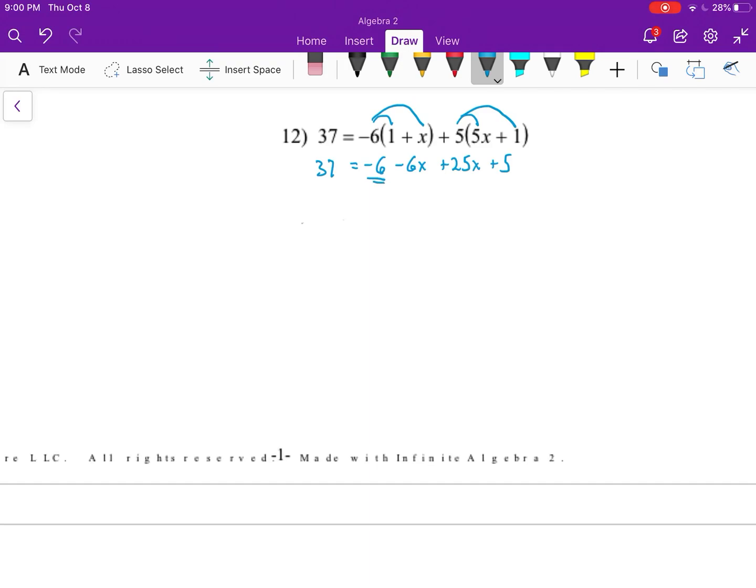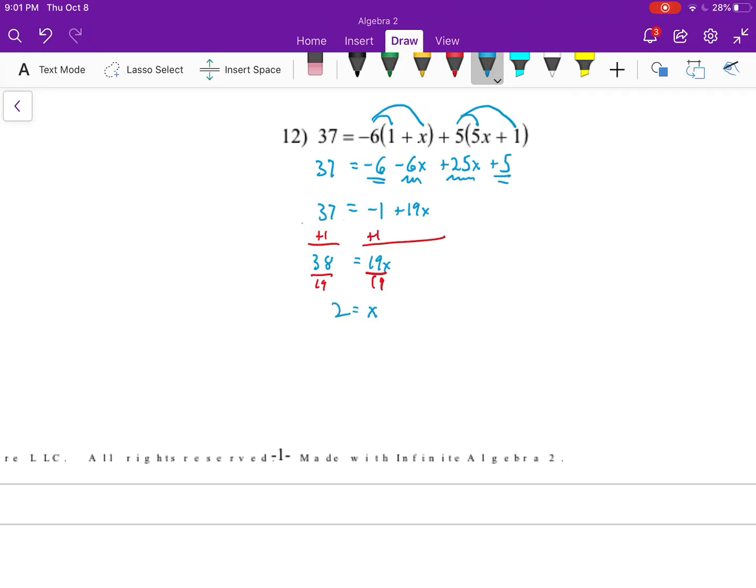We'll add like terms, so the negative 6 plus the 5 will add. So we're going to rewrite our line again. Negative 6 and 5 is negative 1. Negative 6x and 25x is 19x. And now we want to finish solving that, so we're going to add 1 to both sides, which gives us 38 equals 19x. And dividing both sides by 19, we get x is equal to 2.